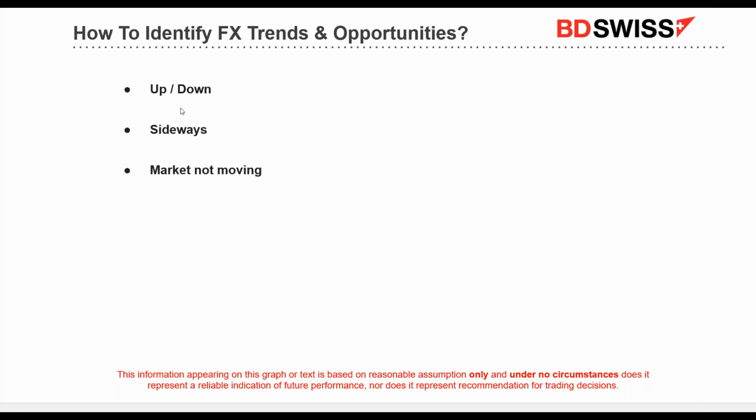Now, back to the point here: up-down market, sideways, and market not moving. Let me quickly go over the market not moving strategy. Of course, we need market momentum to move, because we are betting on a direction. If we trade the spot market, which is what we do, we are betting on the market going up or going down. If you want to bet on a market not moving, you need to play with options. It's a bit of a trickier play here.